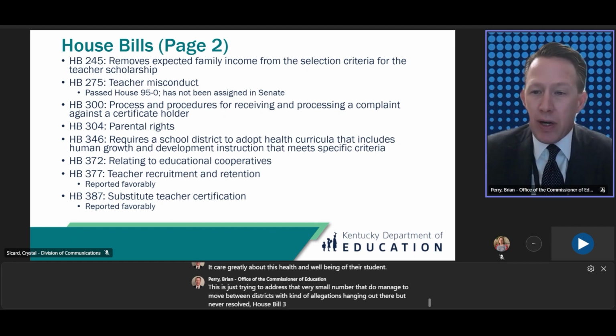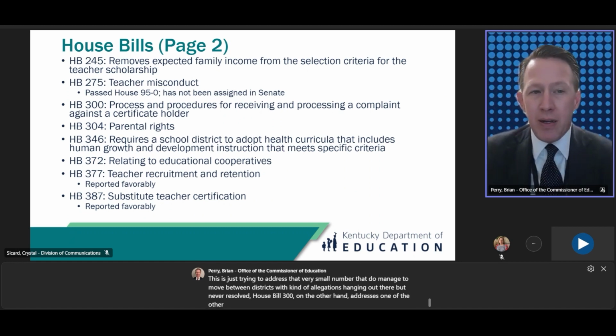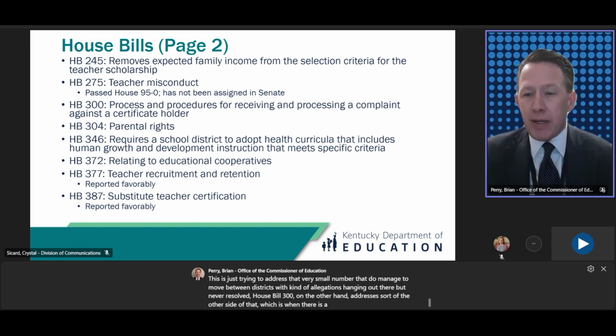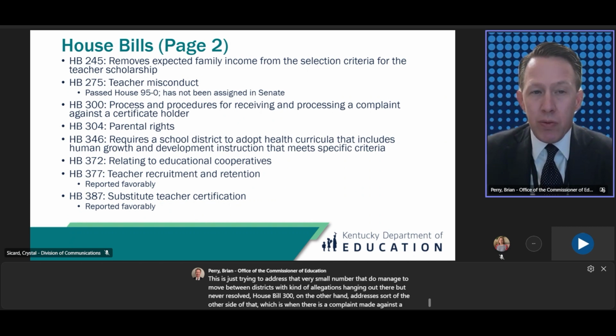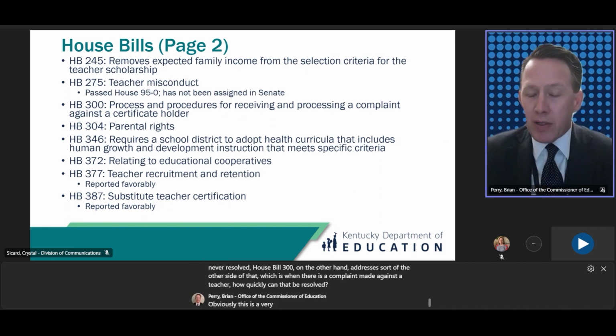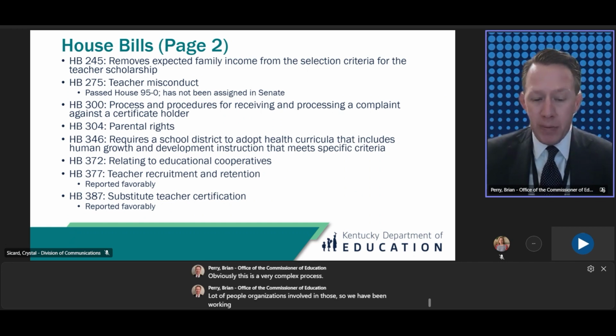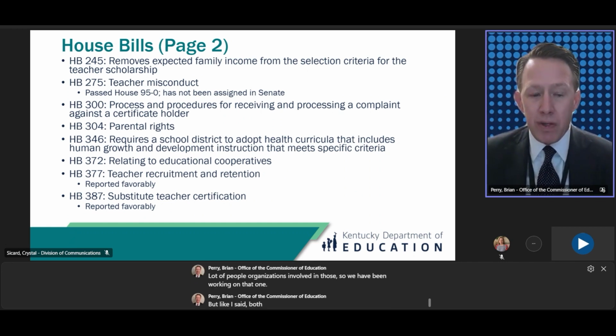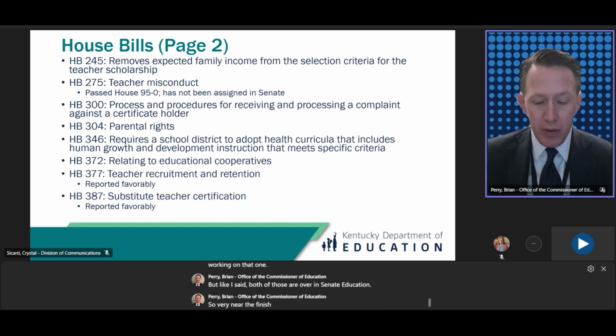House Bill 300, on the other hand, addresses the other side of that, which is when there is a complaint made against a teacher, how quickly can that be resolved? Obviously, this is a very complex process, with a lot of people and organizations involved, so we have been working on that one. But like I said, both of those are over in Senate Education, so very near the finish line potentially.